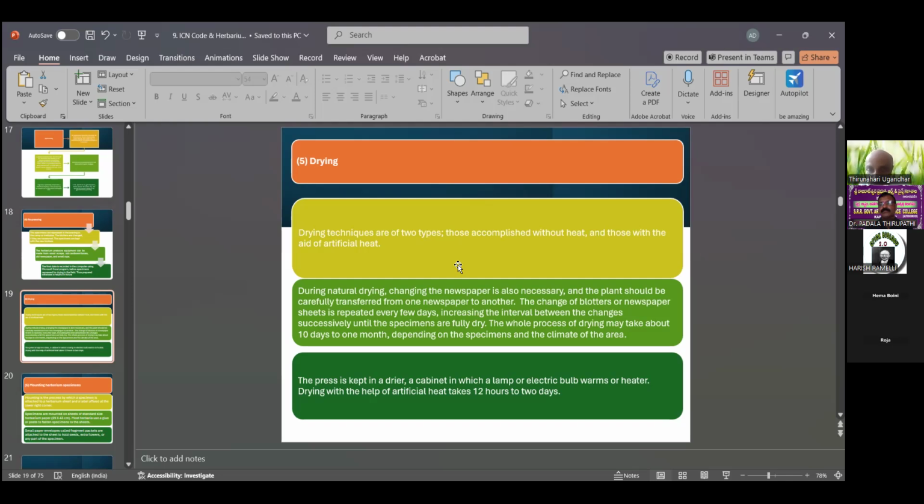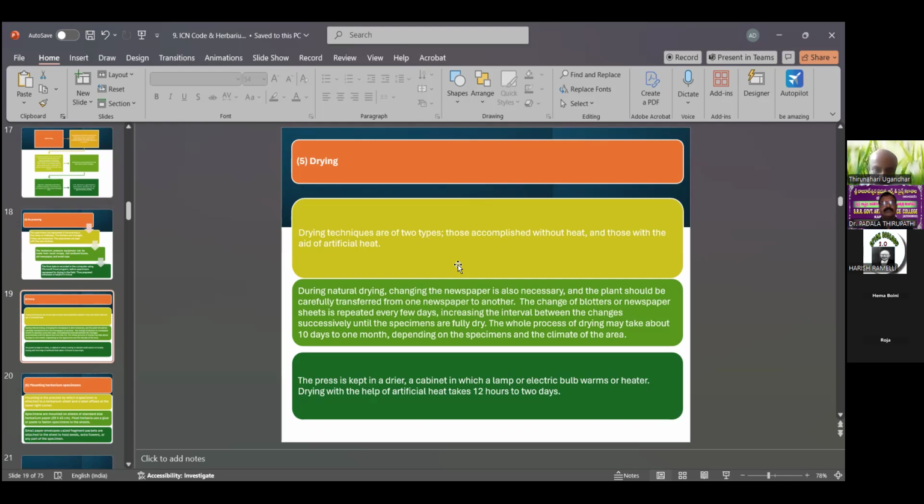The whole drying process may take about 10 days to 1 month. That time is important, not only for the examination but for submitting the herbarium record. Otherwise it is an incomplete, unsuccessful process. Only this preparation can be used for the permanent preparation of the herbarium.